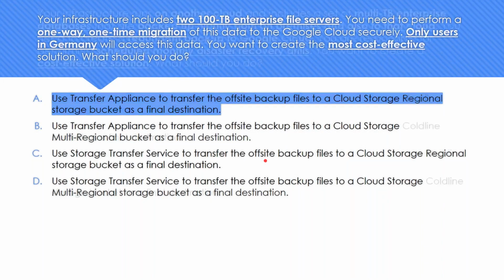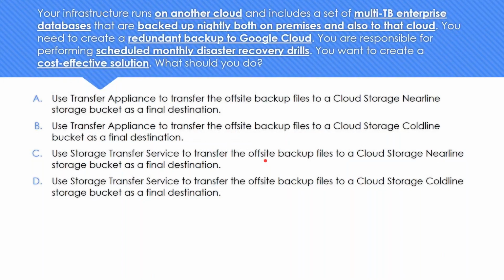Moving on to the next question. Your infrastructure runs in another cloud, for example, AWS, and includes a set of multi terabyte enterprise databases, something like Oracle, that are backed up nightly both on-premise and also on that cloud. So there are already two backups, one in AWS, one on-prem. You need to create a redundant backup to Google Cloud. So the third backup in Google Cloud Storage.